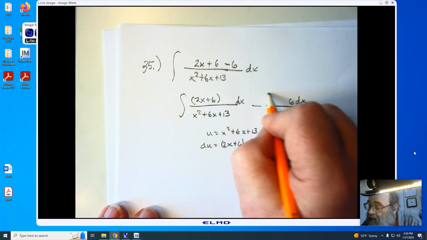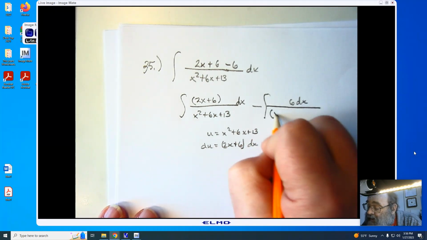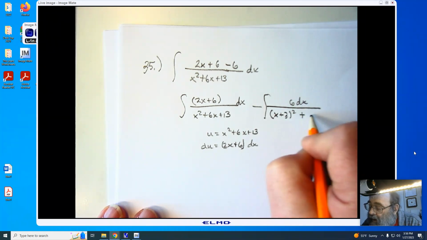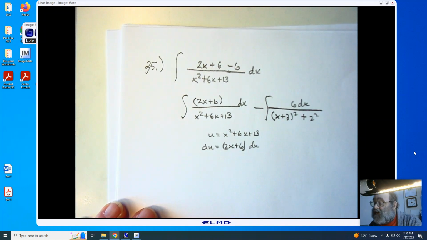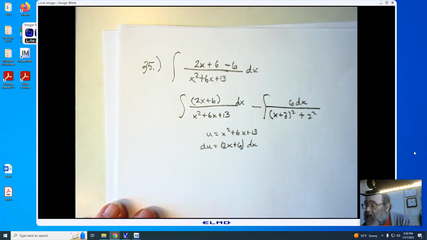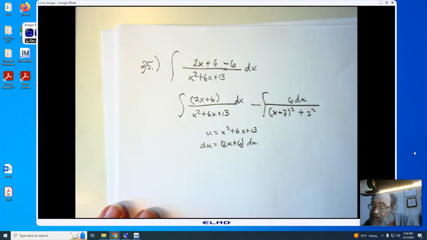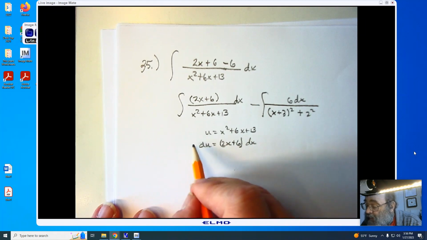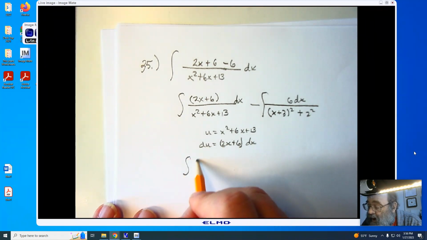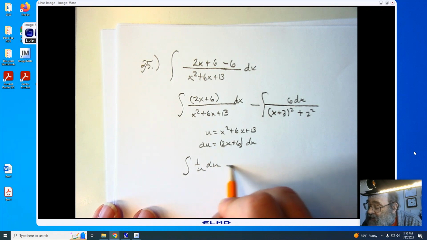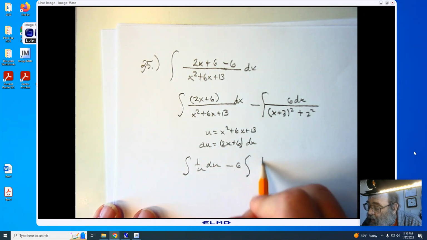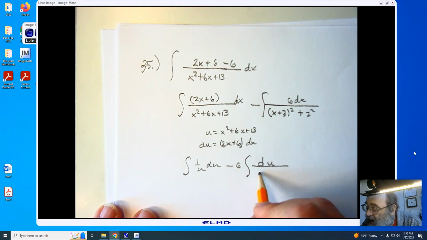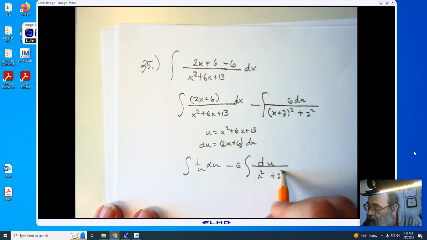and that second piece, 6 dx, integration, and now I'm completing the square. X plus 3, the quantity squared, and I then have plus 2 squared. Now, this is going to allow me to bring that 6 out, work with this as if it is a normal arc tangent, and try not to let myself get too frustrated. So as I'm looking at this, I have 1 over u du, and I'm subtracting 6 integration 1 over, let's put du here, and I have a u squared plus 2 squared.